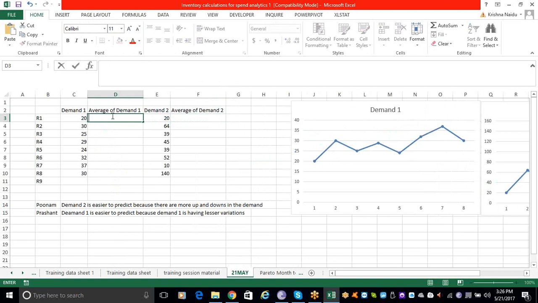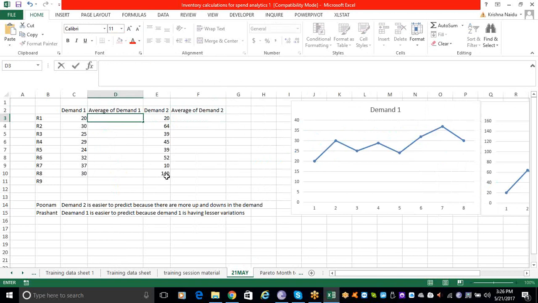So if there are more ups and downs, can you predict accurately? What will happen next? It will be up or it will be down. It may be down, but the quantity we cannot predict. We cannot predict, right? If there are more ups and downs, prediction is a difficult task. Okay. What will happen next?